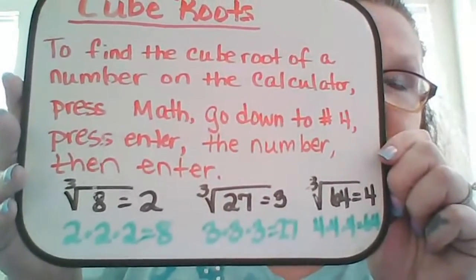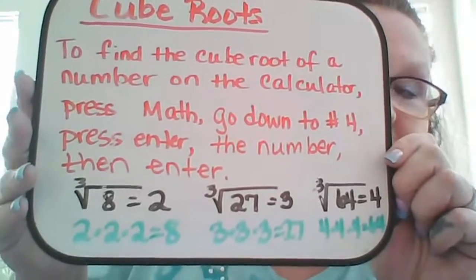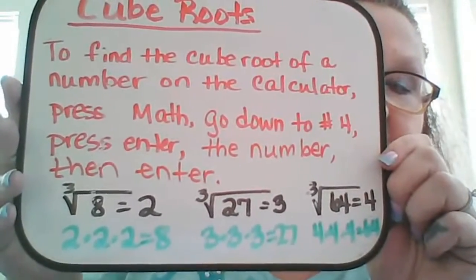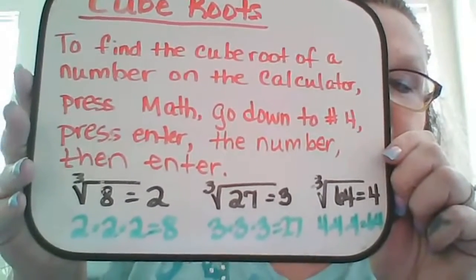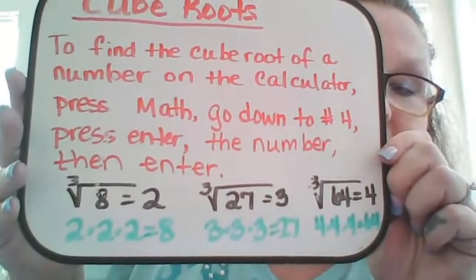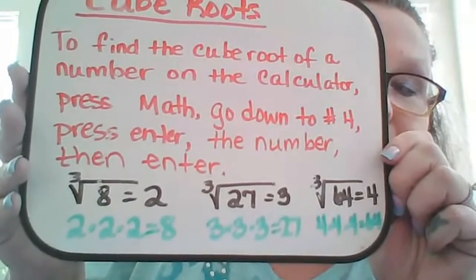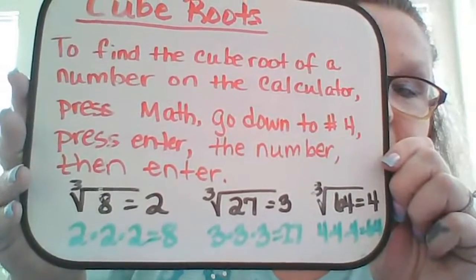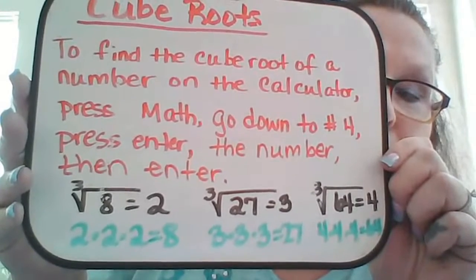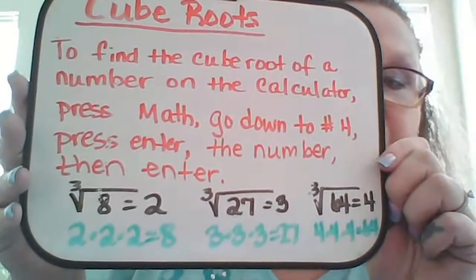So what it means is what number times itself 3 times will give you a number. So for example, the cube root of 8 would be 2 because 2 times 2 times 2 is 8. The cube root of 27 would be 3 because 3 times 3 times 3 equals 27. And the cube root of 64 would be 4 because 4 times 4 times 4 is 64.